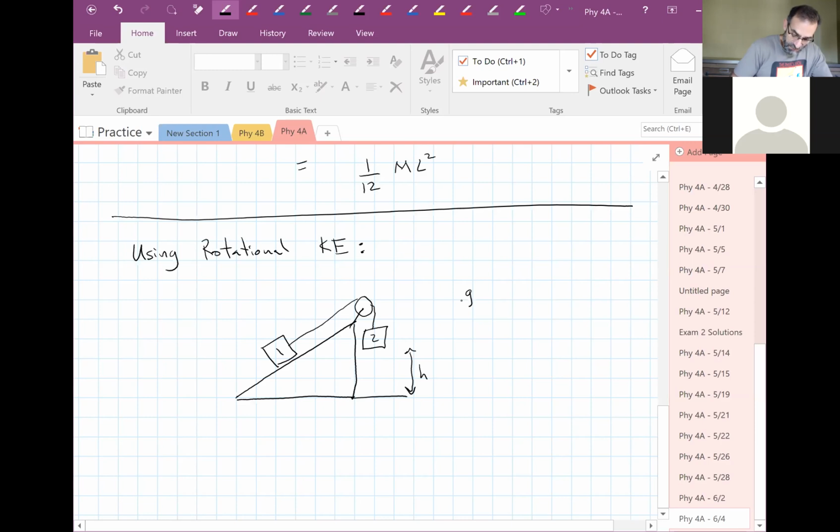If we were given all the pertinent information, like the masses of block 1 and block 2, and what else? The mass of the pulley and the radius of the pulley. And you need one more bit of information here. You need to know what shape the pulley is. So let's say it's a solid disk.